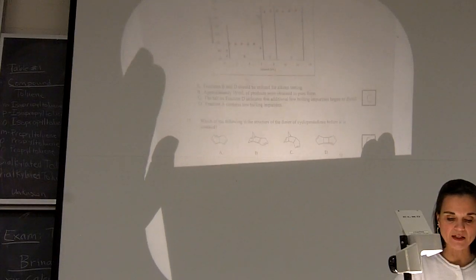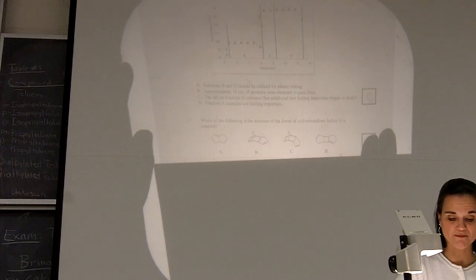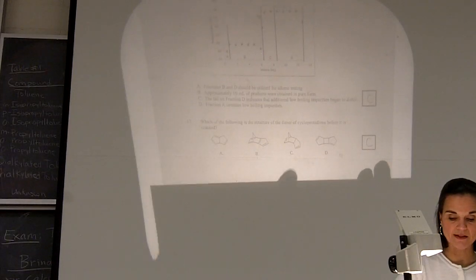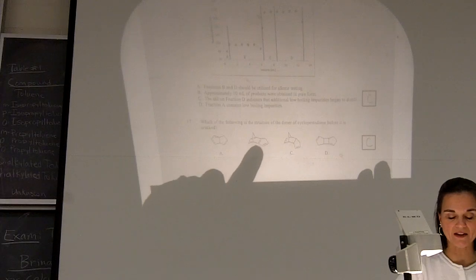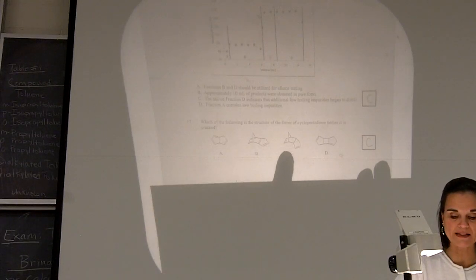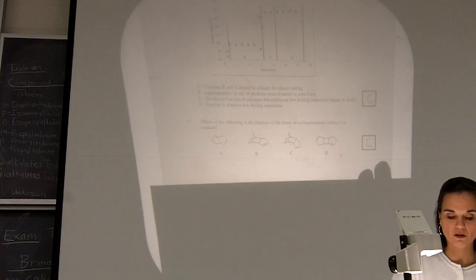Which of the following is the structure of the dimer of cyclopentadiene before it is cracked? So this one is just picking which one is right. The answer is C, okay? If you can't see why it's C, go back and look at dicyclopentadiene and ways you could draw it, and it should look like C.